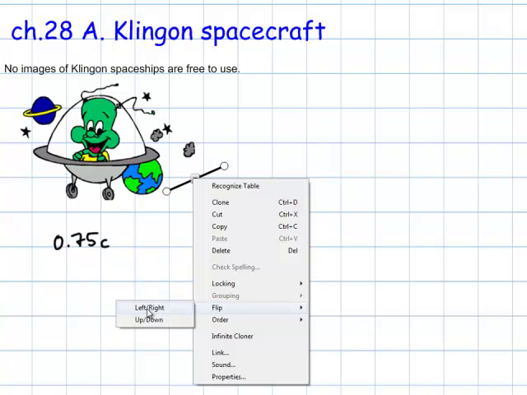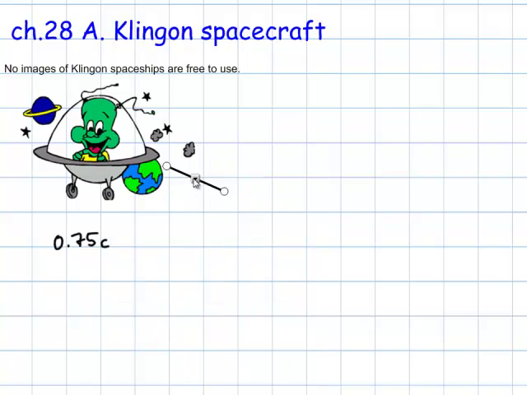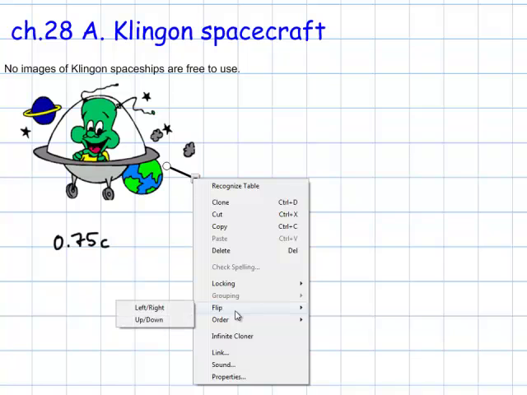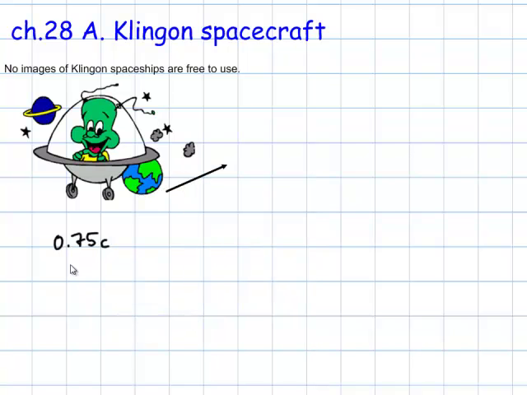So let's see, I'm going to flip this around there. Oops, at least I tried flipping it around. There we go, maybe that worked. And so for them, because the different frames of reference have equal validity, as if the Klingons are looking at the Earth moving away from them.